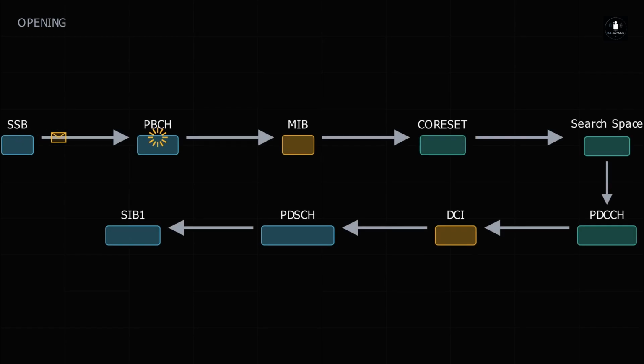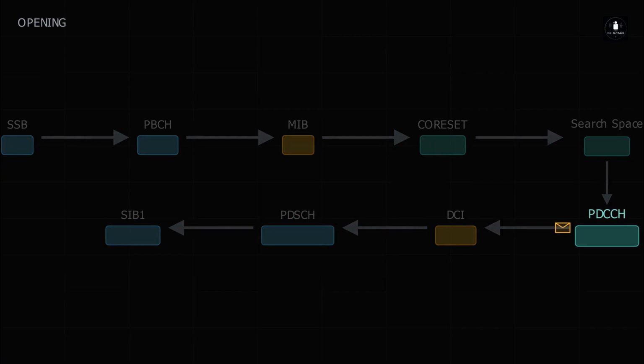When the UE is synchronized with the network, it decodes the master information block, discovers the CORESET and search space, decodes the downlink control information, and finally locates the PDCCH, which carries SIB1. But where exactly is the PDCCH transmitted in the resource grid? Can the PDCCH appear anywhere inside the resource grid, or does the network reserve a special region for this control information?